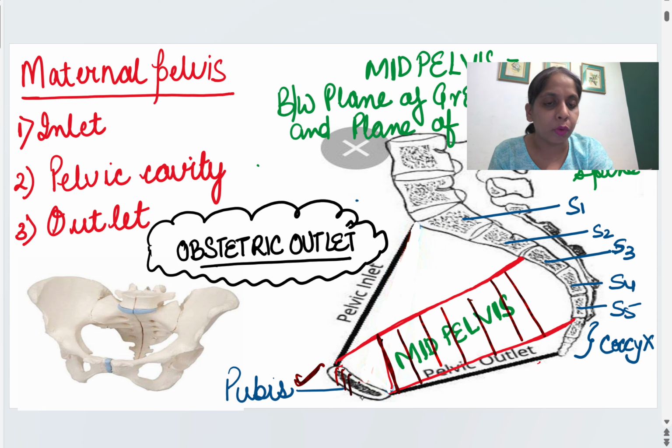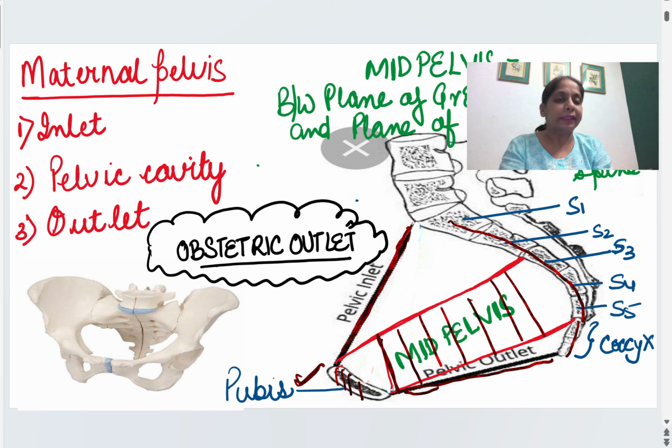This is the pubis bone, and at the back there is the sacrum, and at the last there is the coccyx. So this is the inlet, the pelvic inlet, and this is the outlet of the pelvic cavity. Because these are the true inlet and outlet, they are also known as anatomical inlet and anatomical outlet.